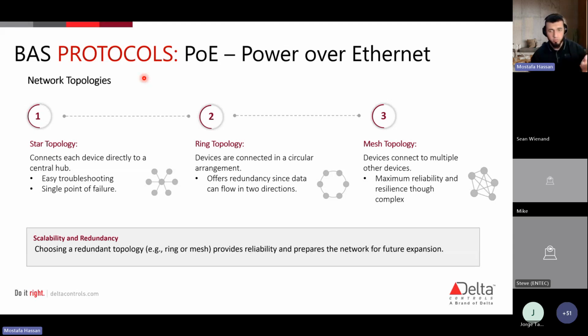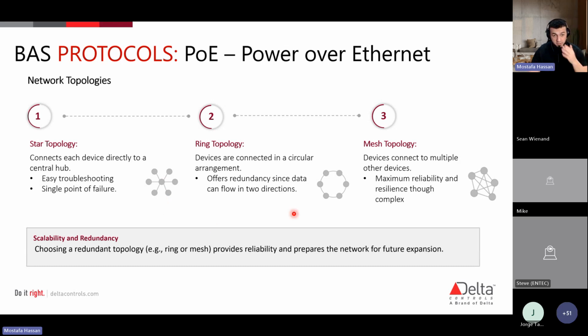Starting with the star topology, this configuration will connect each device directly to a central hub, and that's going to provide reliable communication and easy troubleshooting. But it's less resilient, as the hub will serve as a single point of failure. That goes down, everything else goes down.